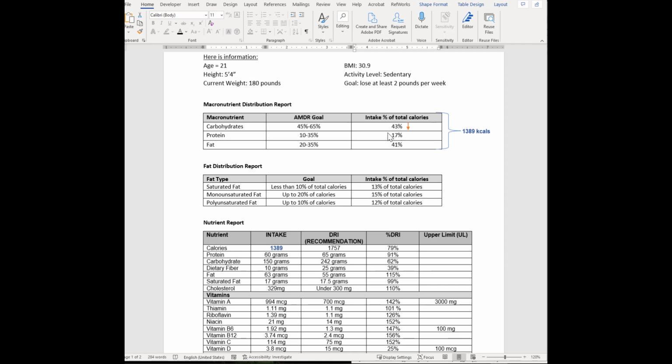Now we look at protein. 17% is within the correct range, and fat at 41% is higher than the accepted. So what we gather from this information is that of the 1,389 calories that she's consuming, she's not getting enough of those calories from carbohydrate, and she's getting too much from fat. So we would like to see an adjustment in the percentage so that she's consuming a little bit more of her calories from carbohydrate and a little bit less from the fats.